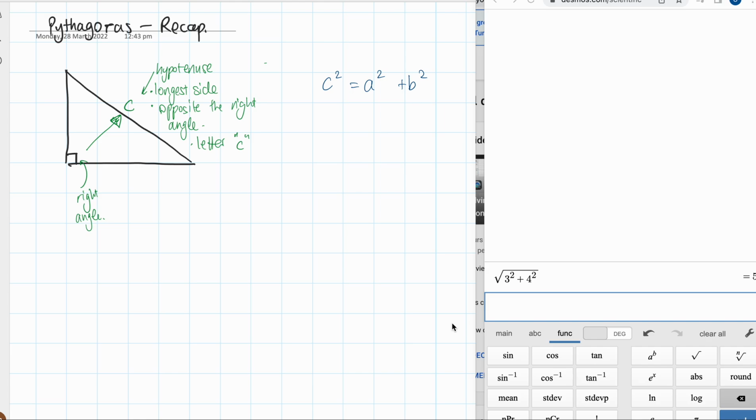Now if you use a bit of algebra, you can rearrange it so either C, A or B is by itself. So I like to write these down. If you want to find C, the hypotenuse, use this rule. If you want to find A, use this rule. And if you want to find B, use this rule here.